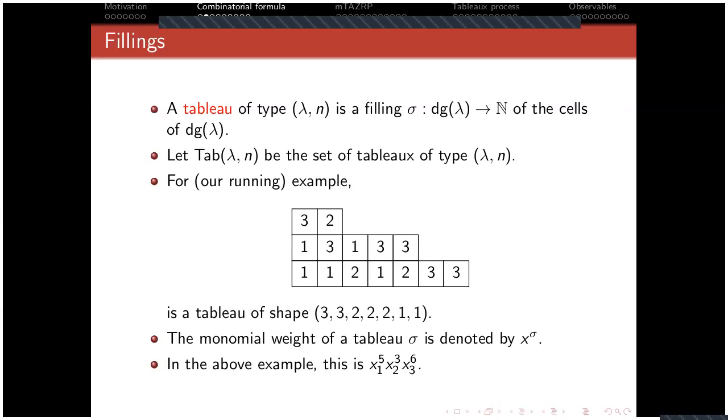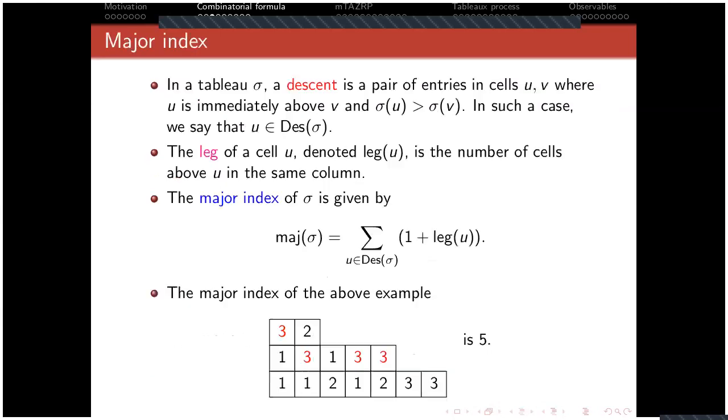So you'll have a product of x_i to the power. Okay, so now let me define the major index. In any tableau, like in this example, you can have a descent, in which a larger entry below a larger entry is a smaller one. So this 3,1 forms a descent, this 3,1 forms a descent.